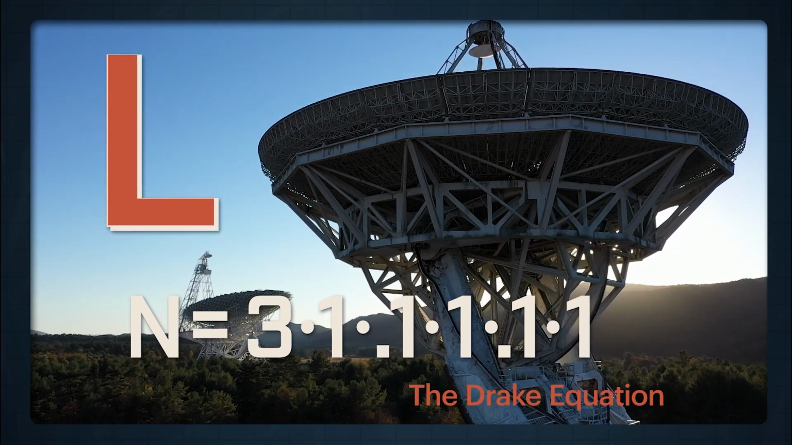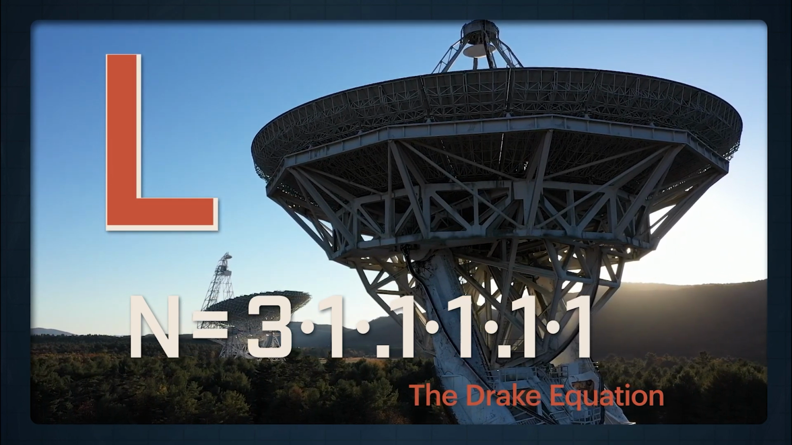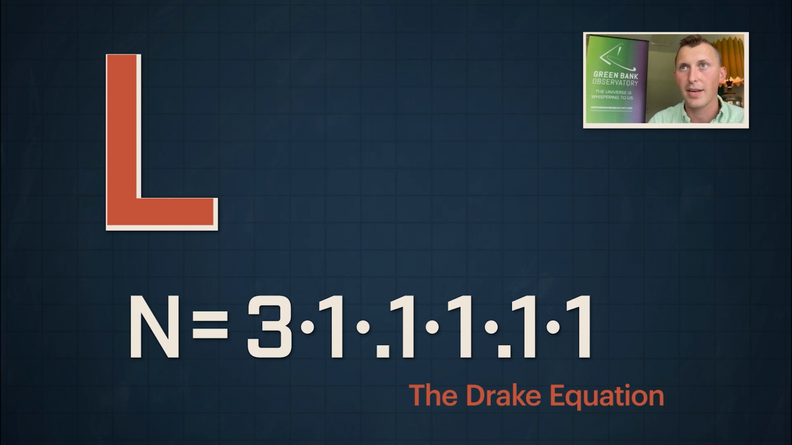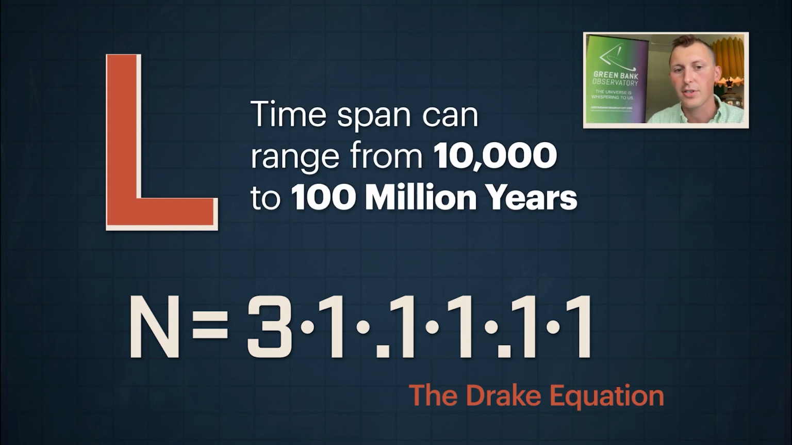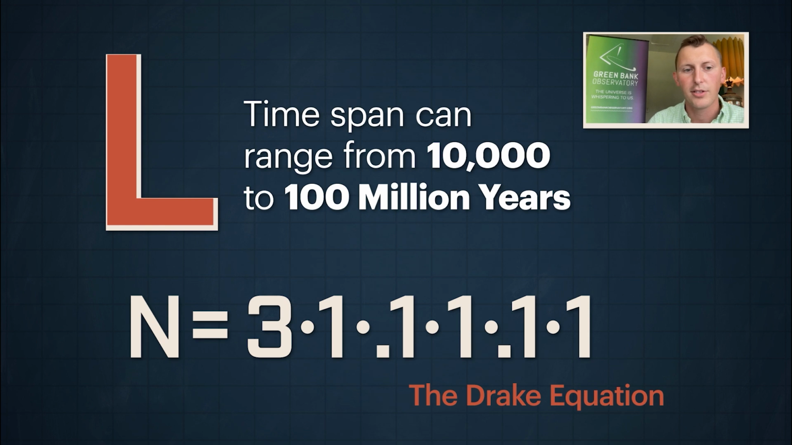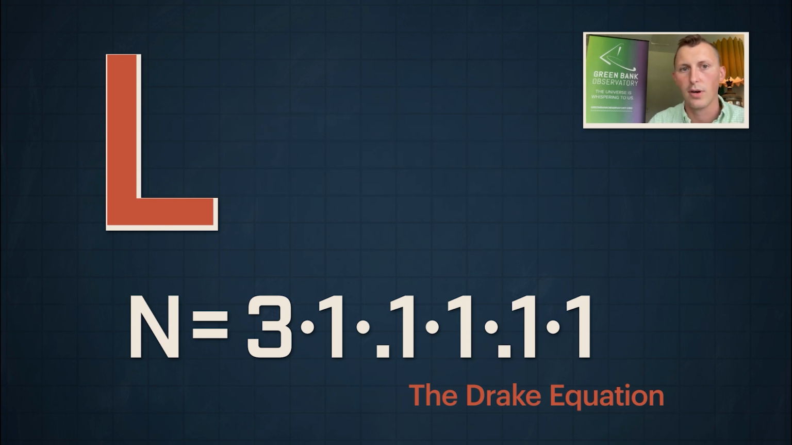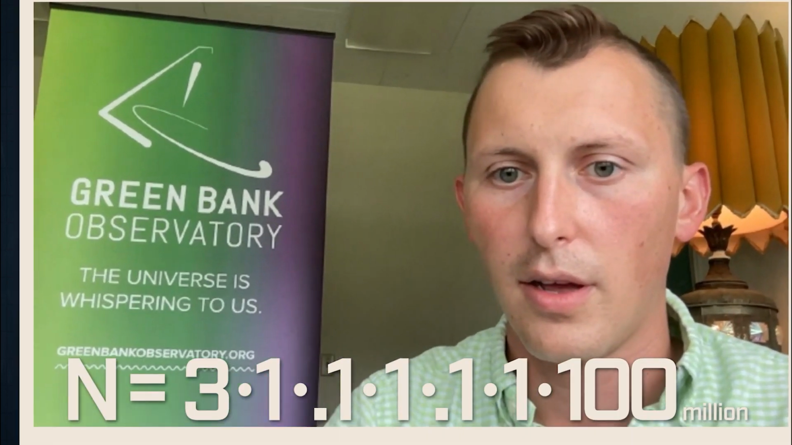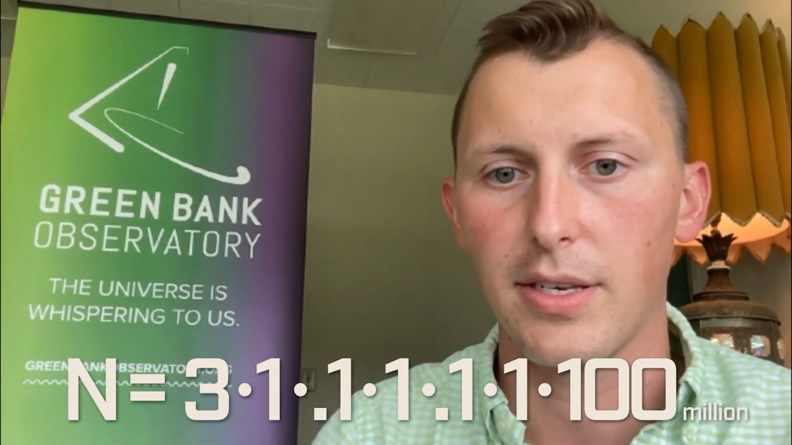L, I think, is the most uncertain. So L here is the length of time such civilizations release detectable signals into space. At that first SETI meeting here in Green Bank, they said that L could be somewhere between a couple tens of thousand years to 100 million years. So let's say that L is equal to 100 million. And so if I plug all of those numbers in together, now we have all of our numbers and we just need to solve for N.